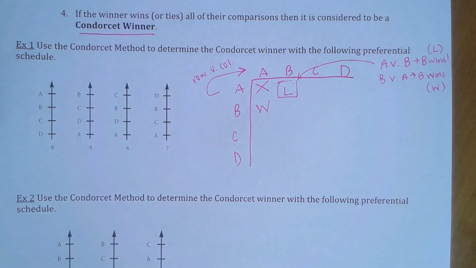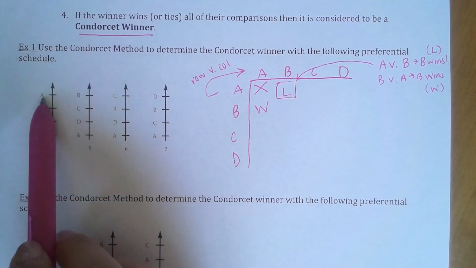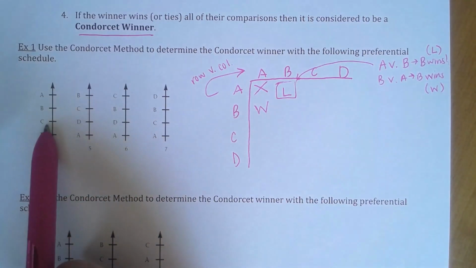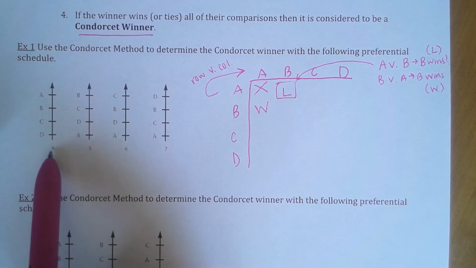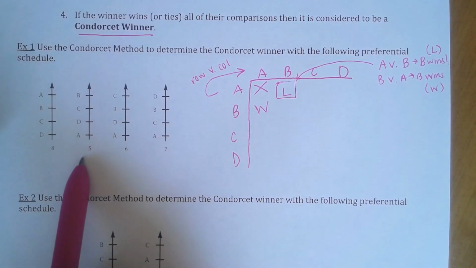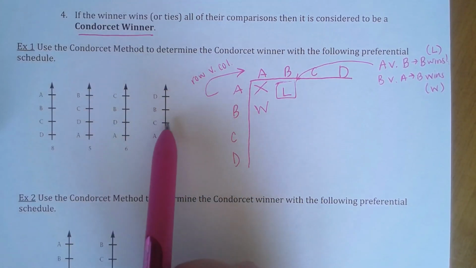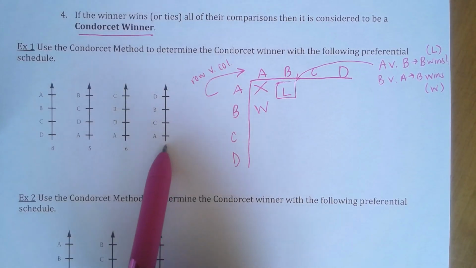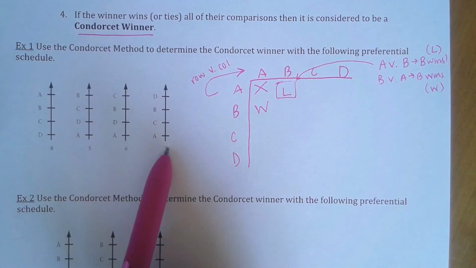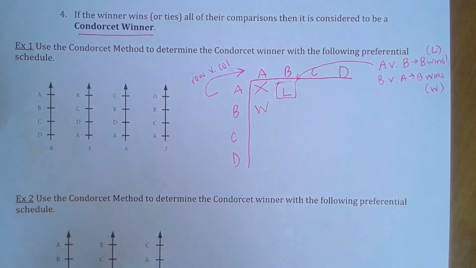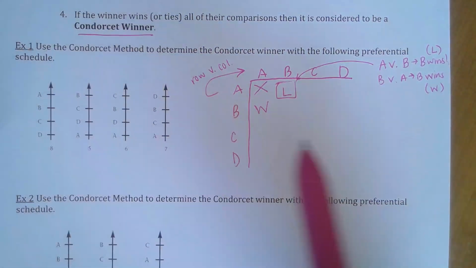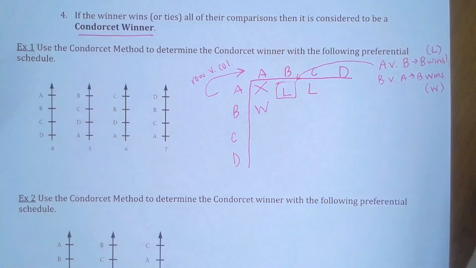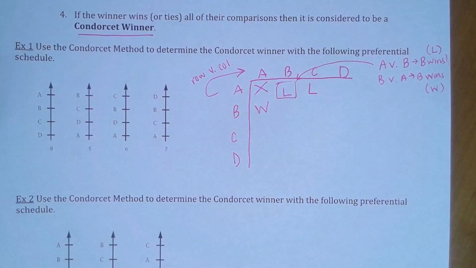Okay, so our next one is A versus C. Again, eliminate everything else, and we look at a head-to-head comparison between A and C. So A beats C 8 times, C beats A 5, C beats A 6, C beats A 7 times. So same situation, A loses whatever amount of times that is. And that means that A loses this head-to-head battle between A and C.